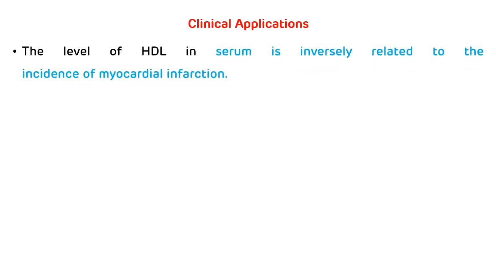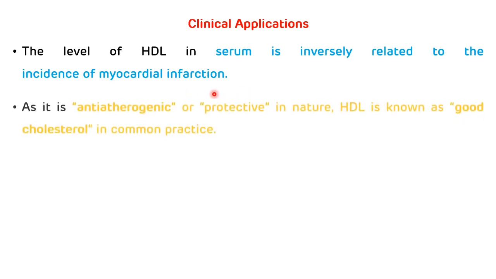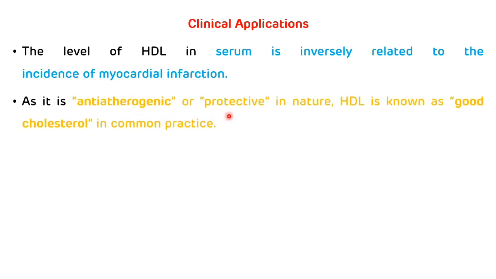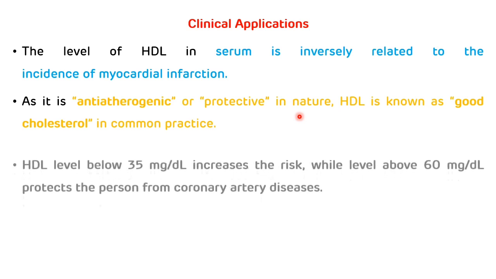Now we will see clinical applications of high density lipoprotein. The level of HDL in the serum is inversely related to the incidence of myocardial infarction, while the level of LDL is directly proportional to the incidence of myocardial infarction. As it is anti-atherogenic or protective in nature, HDL is known as good cholesterol while LDL is known as bad cholesterol in common practice.